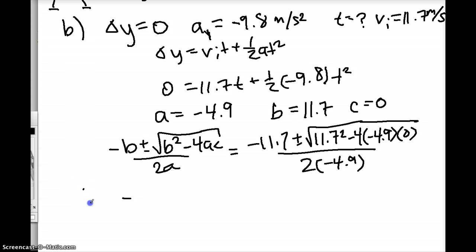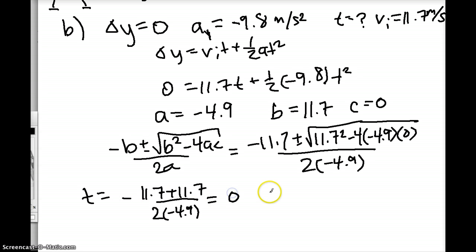And so I'm going to have two solutions for t. One of them, negative 11.7 plus 11.7, all over 2 times negative 4.9, which is going to be 0 because these two balance. And my second solution, well, let's think about this one.